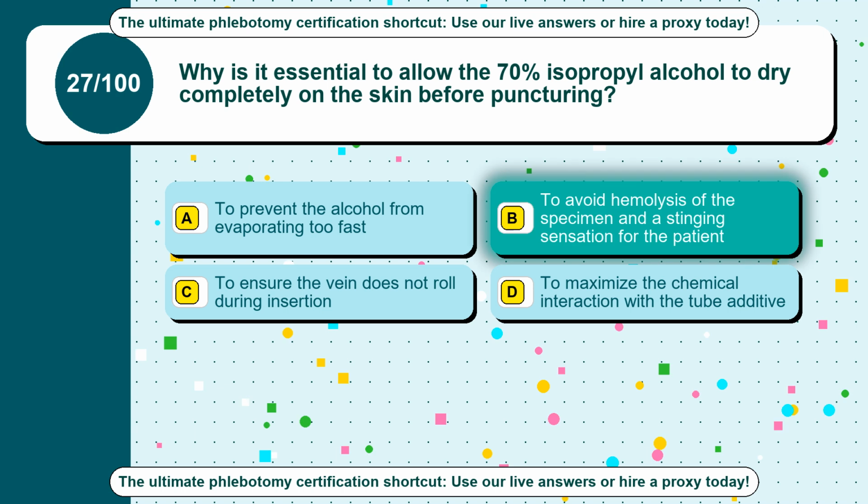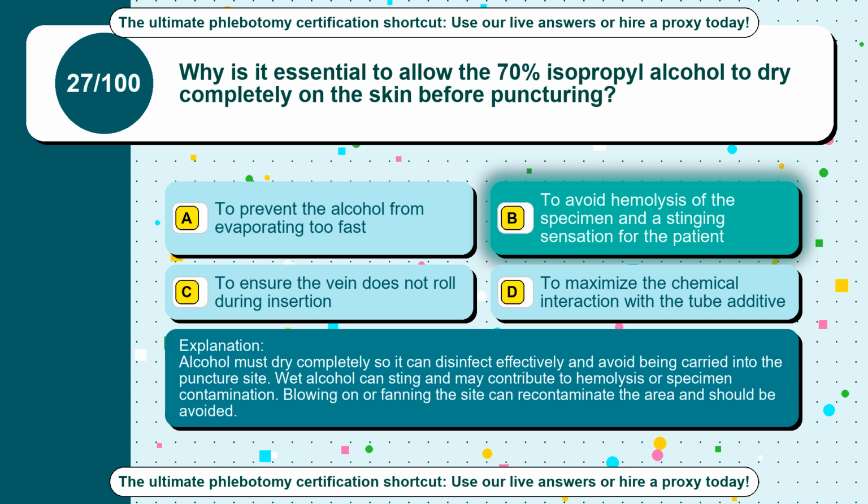The correct answer is option B. To avoid hemolysis of the specimen and a stinging sensation for the patient. Alcohol must dry completely so it can disinfect effectively and avoid being carried into the puncture site. Wet alcohol can sting and may contribute to hemolysis or specimen contamination. Blowing on or fanning the site can recontaminate the area and should be avoided.